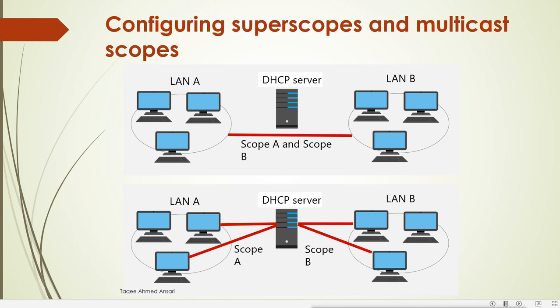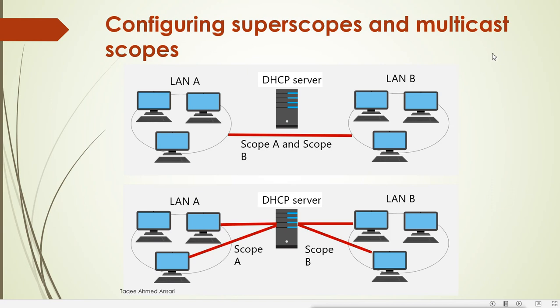Remember, in a single DHCP server we can create multiple scopes. Now why do we create multiple scopes? Because suppose our DHCP server is connected to multiple different subnets. Now it can give IP addresses to all those different subnets. So for those different subnets we can create different scopes also.